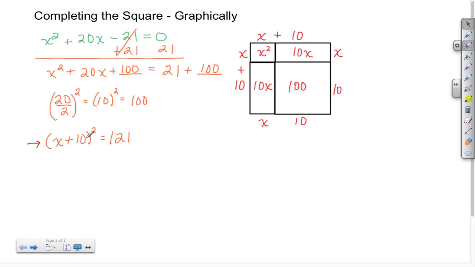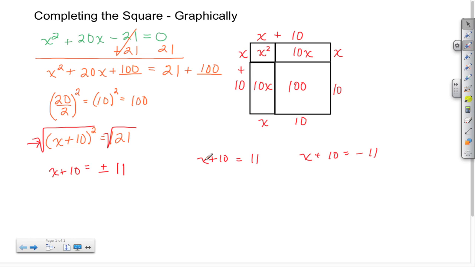Now at this point, I'm just going to solve this problem abstractly, where I need to take the square root of both sides to get rid of this square sign. When I do that, on the left-hand side I end up with x plus 10, and on the right-hand side I end up with plus or minus 11. Now I have two different equations here because of the plus or minus sign. So this is really x plus 10 is equal to 11, and x plus 10 is equal to negative 11.